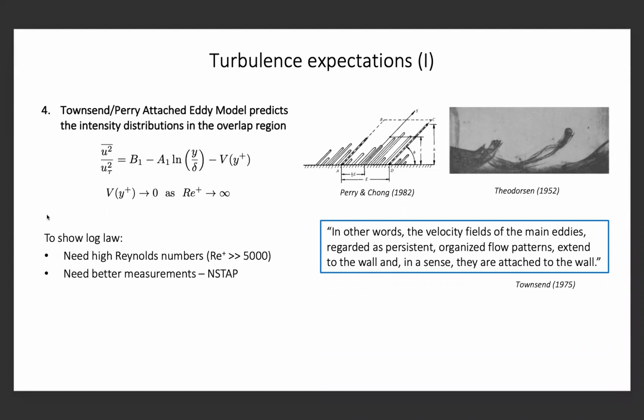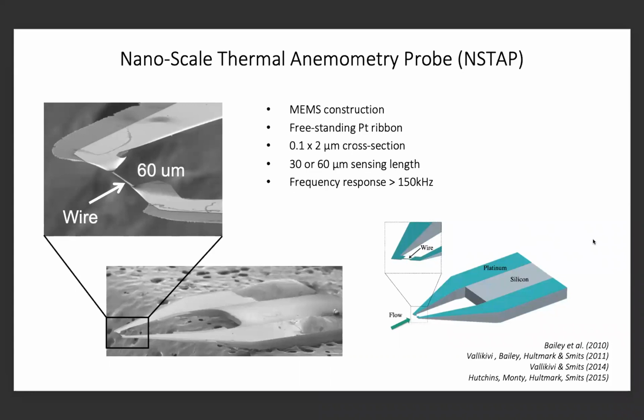Measurements were done with hot wires. Hot wires, you can only make them so small, so they have spatial resolution problems. And so we felt the need to develop much smaller probes, and these are called Nano-Scale Thermal Anemometry Probes, NSTAPs. And by using MEMS construction, we're able to develop these probes that have a freestanding platinum ribbon. It's not really a wire, it's a ribbon. It's 100 nanometers thick, it's 2 micrometers wide, and the lengths we can make are either 30 or 60 microns sensing length. We've used the 30 micron for the results that I show here.